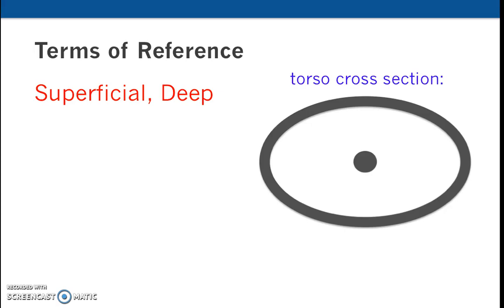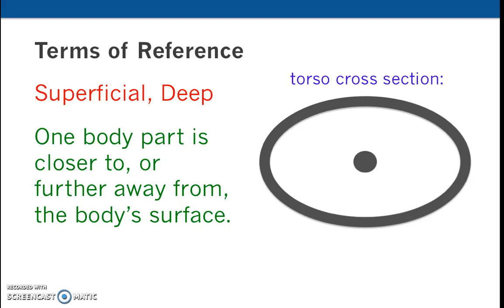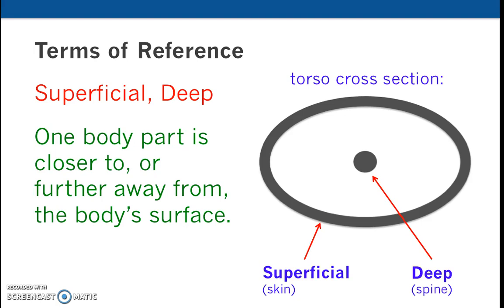Superficial and deep are terms of reference that describe if one body part is closer to or further away from the surface of the body. For example, this image represents a torso cross-section. My skin is superficial to my spine. My spine is deep to my skin. Since your skin is your most superficial body part, everything is deep to the skin.